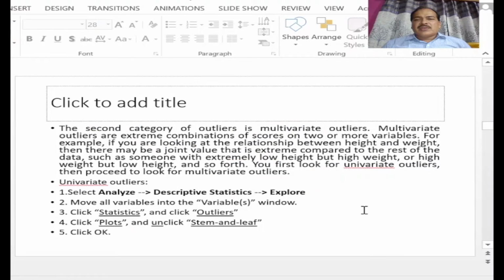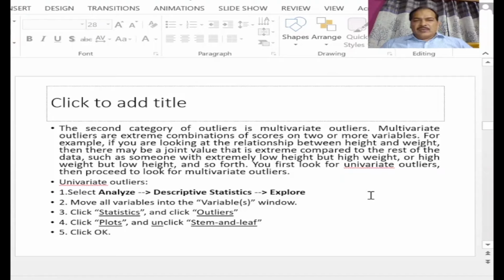The second category of outlier is the multivariate outlier. Multivariate outliers are the extreme combinations of scores on two or more variables. For example, if we are looking at the relationship between height and weight, then there may be a joint value that is extreme compared to the rest of the data, such as someone with extremely low height but high weight, or high weight but low height, and so forth.